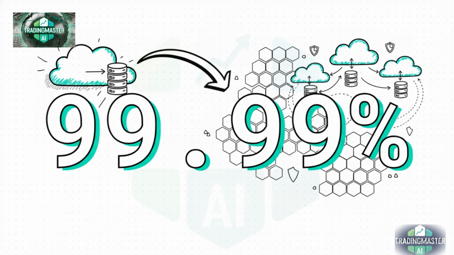And just look at the power of that one change. By moving from one building to multiple buildings in the same city, the target availability of the infrastructure jumps an entire order of magnitude to 99.99%. That's 4 nines. That's a massive, massive leap in resilience.